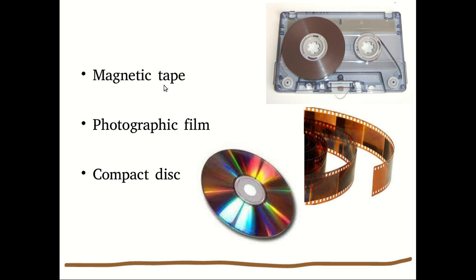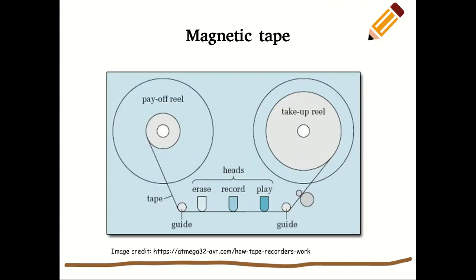of magnetic tape, the information about the sound is stored in the form of magnetic energy, whereas in case of photographic film and compact disc, what we call CDs, in these two cases, the information about the sound is stored in the form of light. So let us see it one by one.